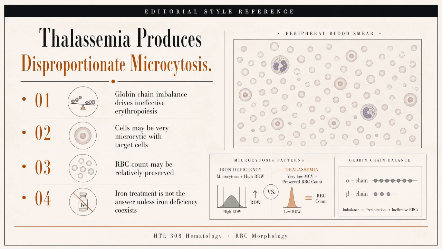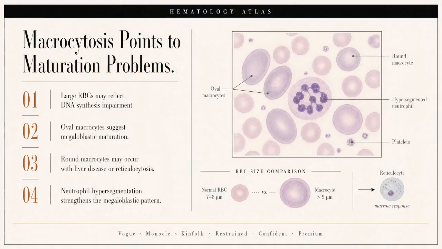Now, let's shift our focus from small cells to large cells and what they tell us. Macrocytosis means the red cells are larger than normal, and this usually points to a problem with maturation. In conditions like vitamin B12 or folate deficiency, DNA synthesis is impaired. This delays nuclear maturation while the cytoplasm continues to develop, leading to large, often oval-shaped red cells.